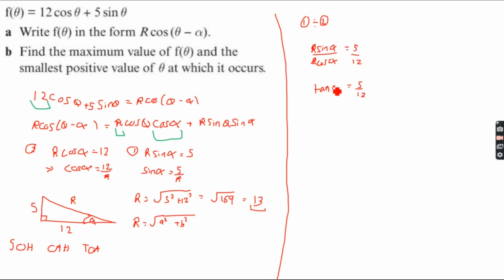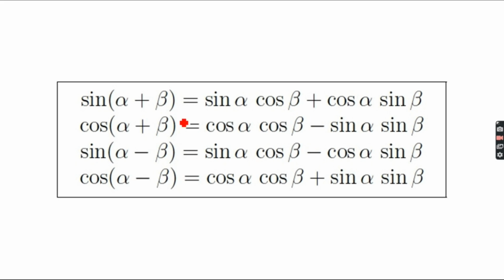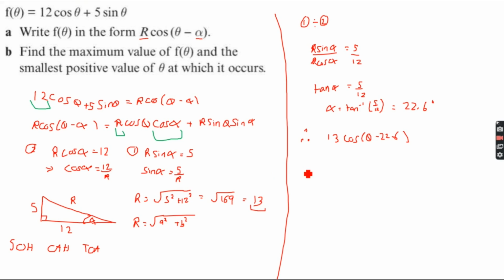And now we can take the arctan of each side, and that will give us a value for alpha. So alpha equals tan to the minus 1, 5 over 12. And if you plug that into your calculator, you get a value of alpha as 22.6. And so now we've got an alpha and r. So finally, therefore, we can fill in this expression and replace r and alpha with the values we just figured out. So r is 13, and it's just cos theta minus 22.6. So that is how you go about simplifying these expressions, and you can do it with any of these double angle or addition formulae.